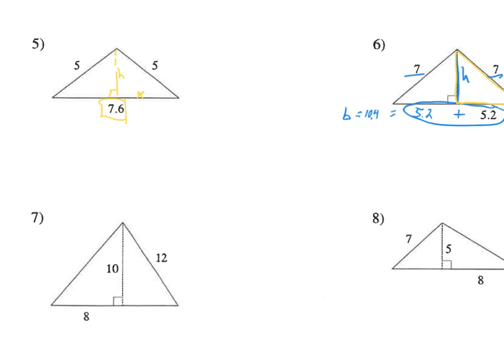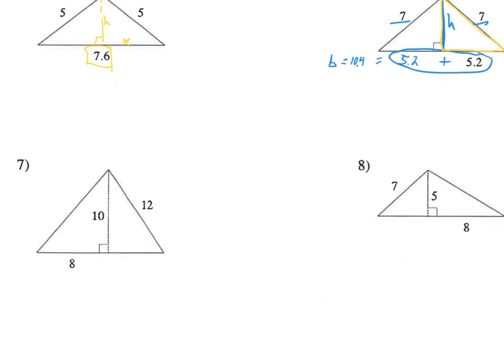Number 7 and 8 are not isosceles triangles, so you have to think a little differently. We know the height, right? The 10 is the height. We don't know the full base. We know part of the base, but we need to know this part of the base so that we can add it to the 8, and then we will find the full base.